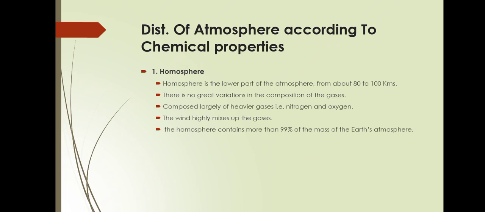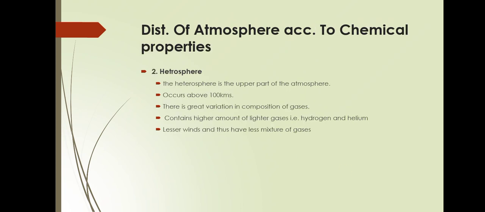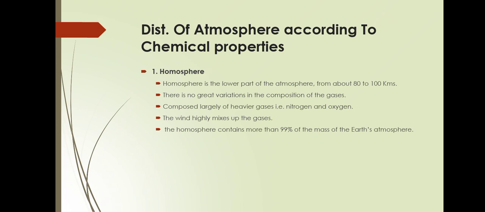In chemical properties, the distribution of the atmosphere is going to be discussed, and we have studied before that chemical properties have two main branches: the homosphere and the heterosphere. First comes the homosphere. The homosphere is the lower part of the atmosphere, from about 80 to 100 kilometers, and there is no great variation in the composition of the gases. It is composed largely of heavier gases like nitrogen and oxygen. Nitrogen is 79% and oxygen is 21%.